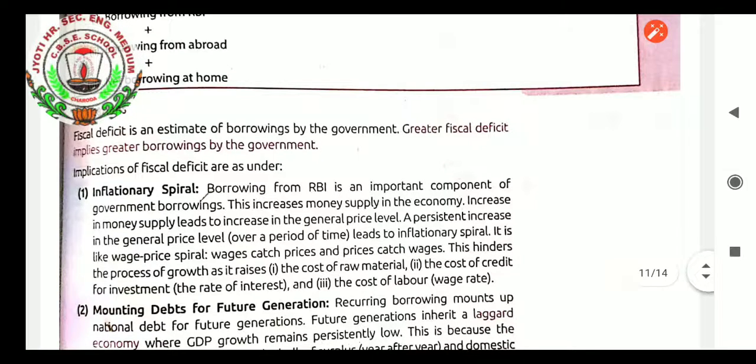A persistent increase in the general price level over a period of time leads to inflationary spiral. What is inflationary spiral? When the prices of goods increase compared to the income of the people, it is known as inflation. This situation will not be controlled, because as the income of the people increases, the demand for goods increases unnecessarily, and when the demand increases, parallelly, prices of goods and services also increase.